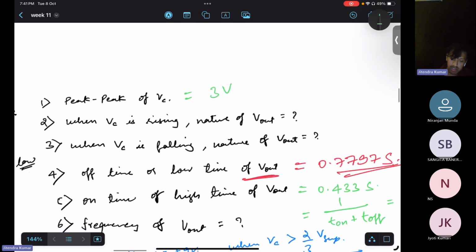Any doubt? Anybody have this doubt? Any doubt in this part? Nenes has answered 3 volt. I hope Niranjan, you might be also able to get 3 volt, isn't it? Sangeeta?